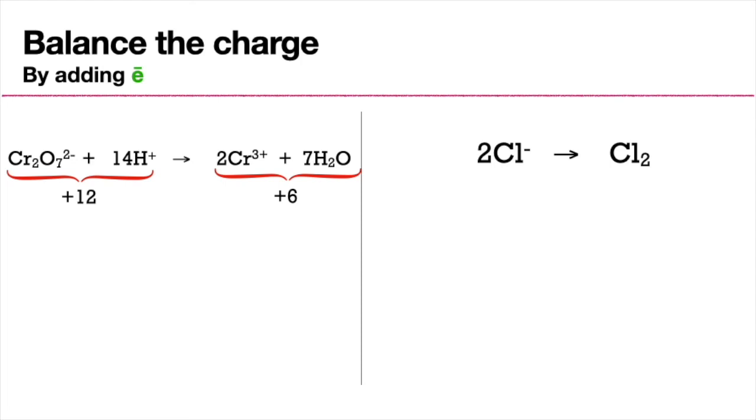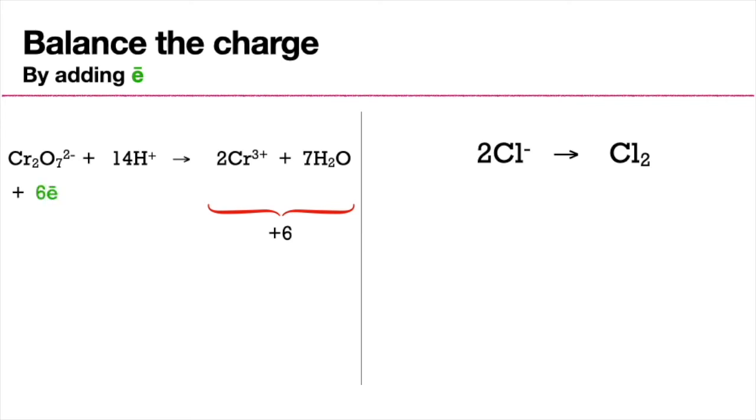The total charge for both sides are not balanced. To balance, we need to add electron. Each electron brings the charge of -1. So for the reactant side, we need to add 6 electrons so that overall charge will become +6. Now, the charge for both sides are balanced.